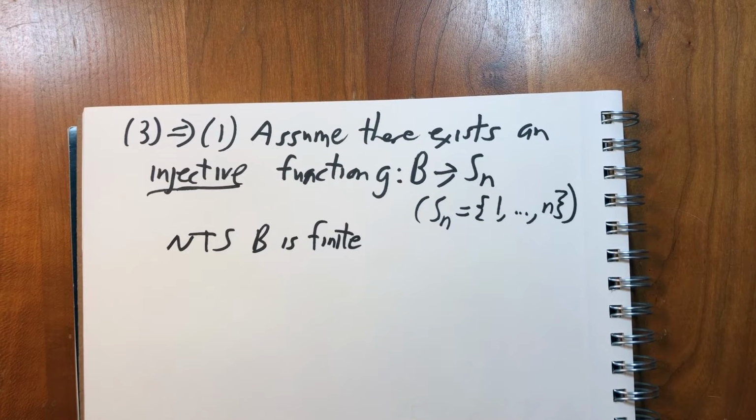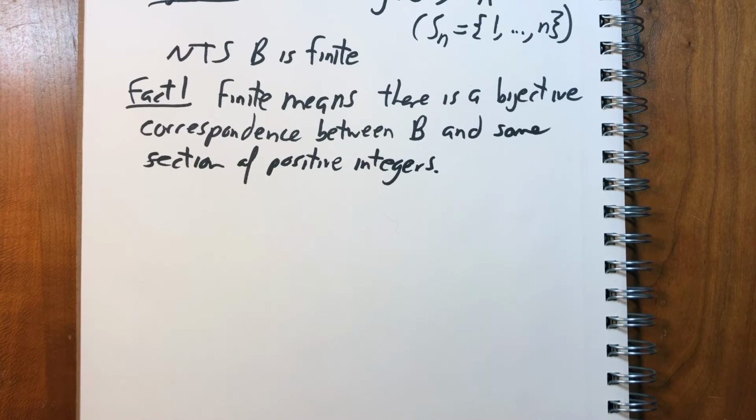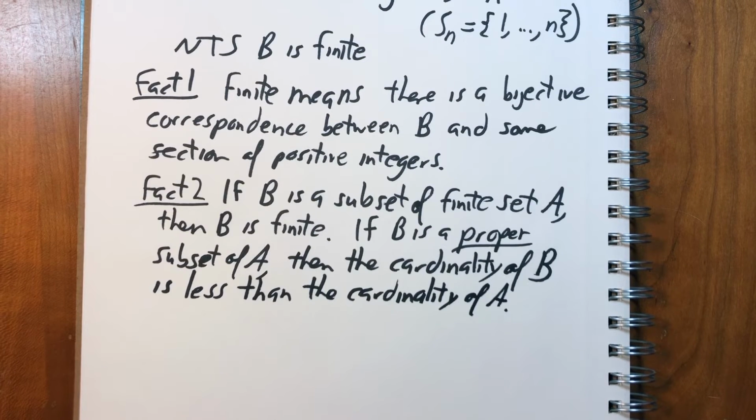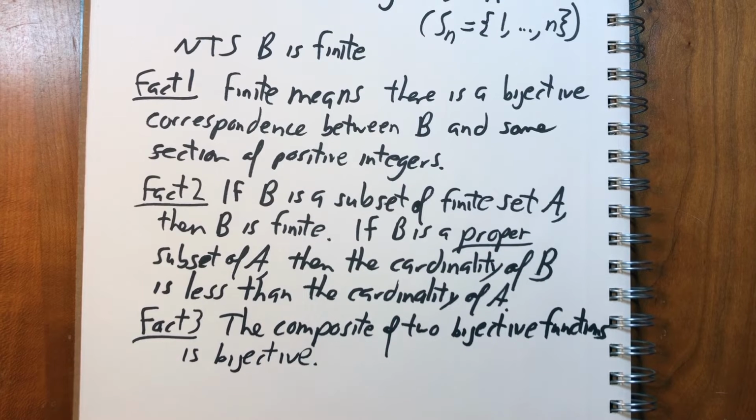Okay, so to prove this part of this corollary, we're going to use 3 facts. Fact 1, finite means that there's a bijective correspondence between b and some section of positive integers. Fact 2, if b is a subset of a finite set A, then b is also finite. If b is a proper subset of A, then the cardinality of b is less than the cardinality of A. Fact 2 was the last corollary that we did before this corollary. And fact 3, the composite of 2 bijective functions is bijective.